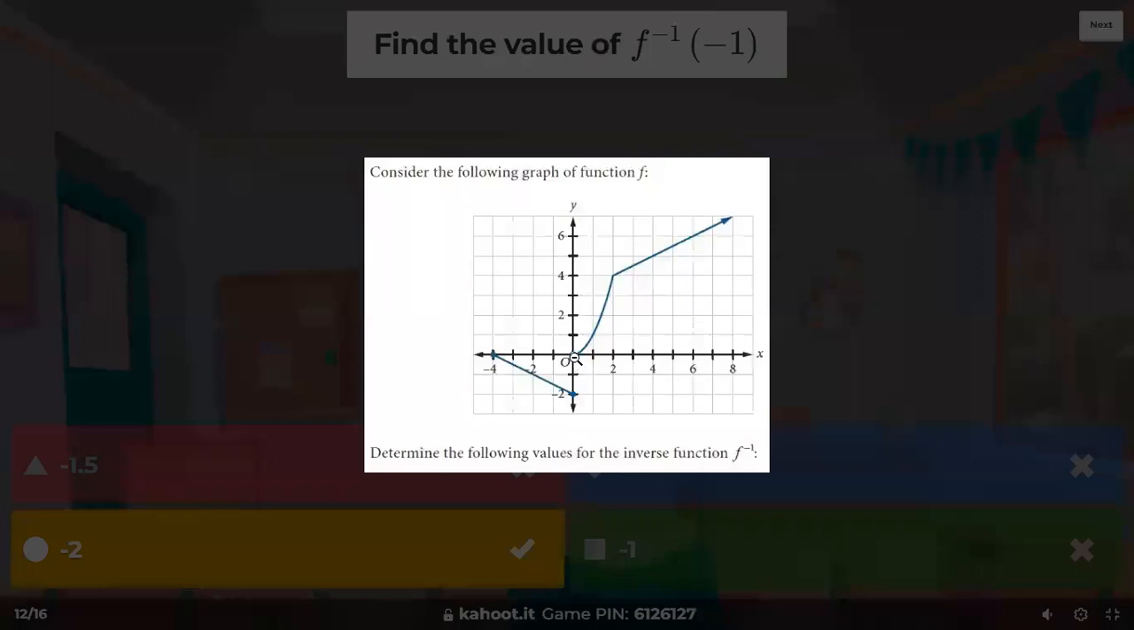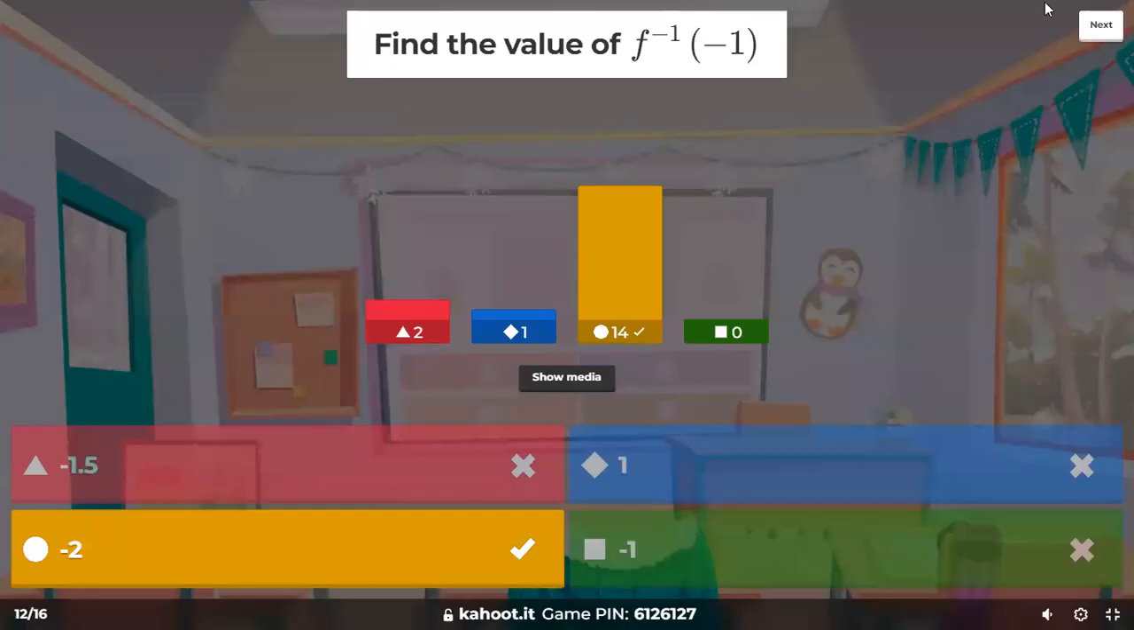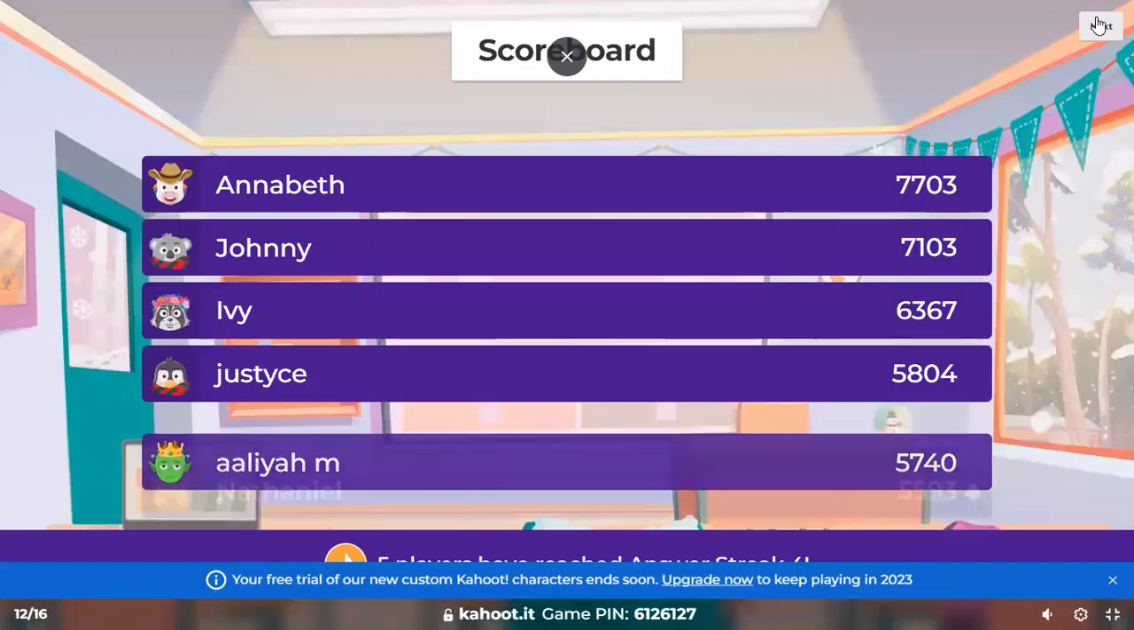Almost, everybody. All right, so when we go to -1, I'm going to go down to -1, and then I'm going to go left or right towards the function. I'm going to go to the left, and it's going to take me to what x value? -2.